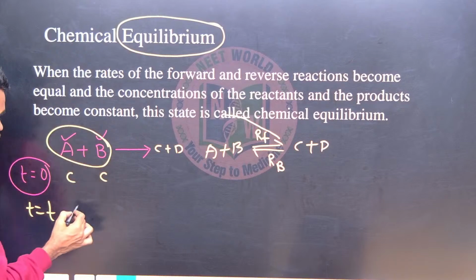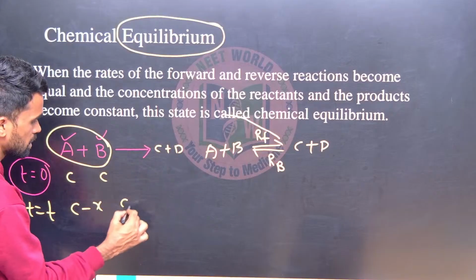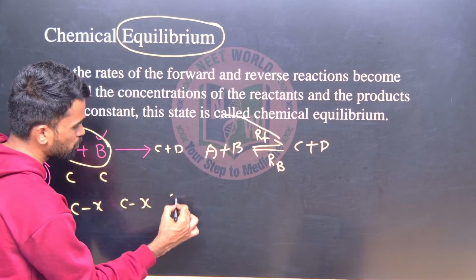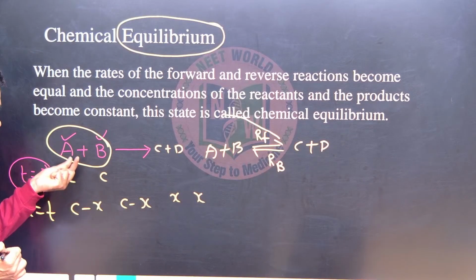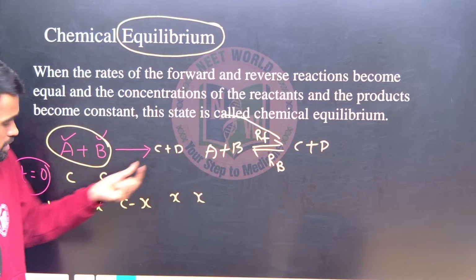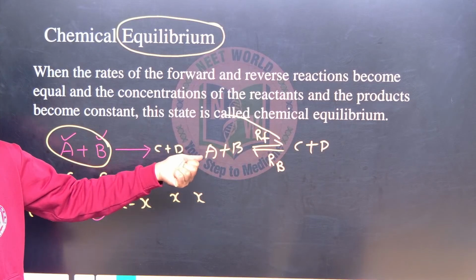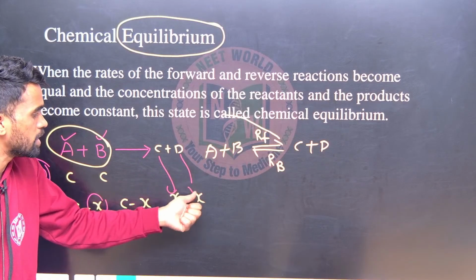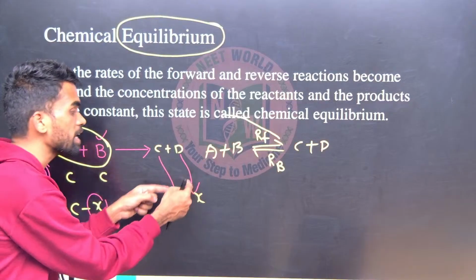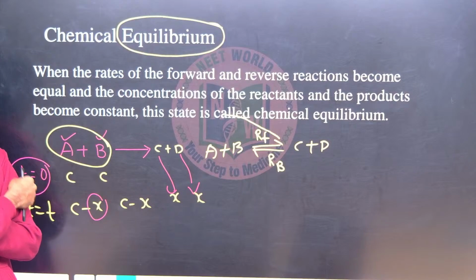Starting materials only. So I can write C minus X is the amount remaining, as X amount is consumed. Some amount of reactants are converted into product, and X is the amount of reactants converted into products. So what is the concentration of the products now formed here? X. Now this X amount of products will combine back to give the starting materials.